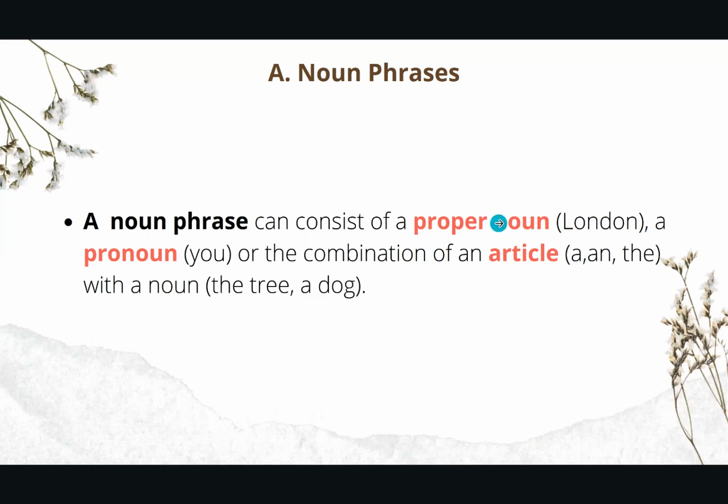Just like London. Or it can consist of a pronoun, whether subjective or objective, just like you, or the combination of articles, whether definite or indefinite, just like the tray, a dog, an apple, and so on. So these are the fundamental parts or elements that create a noun phrase.